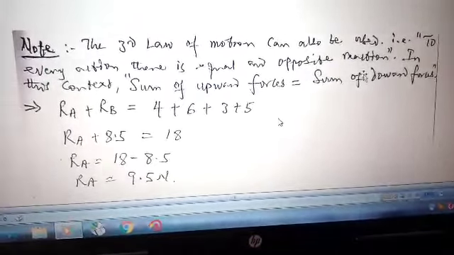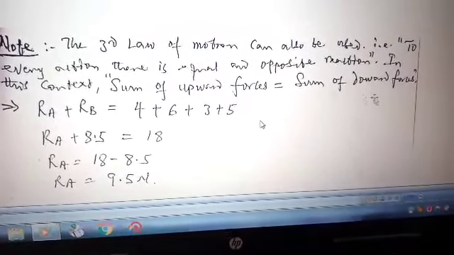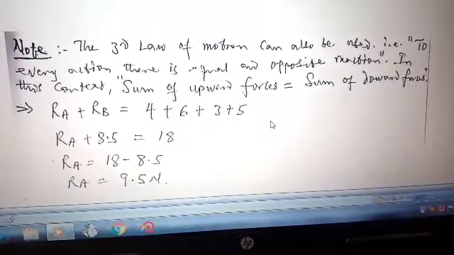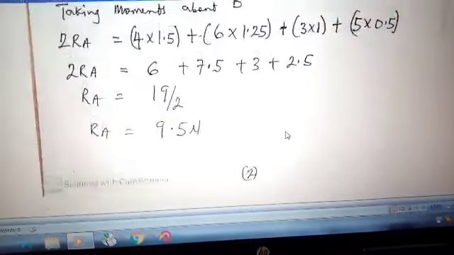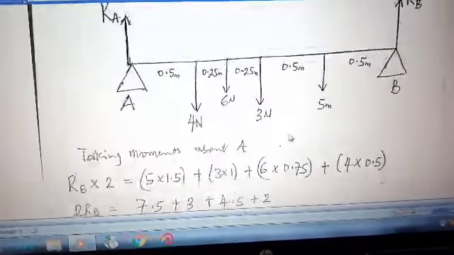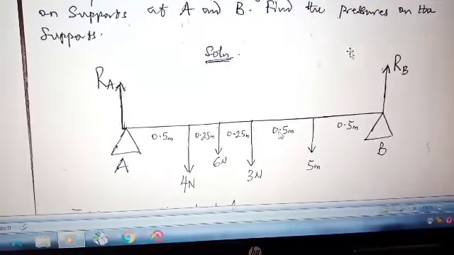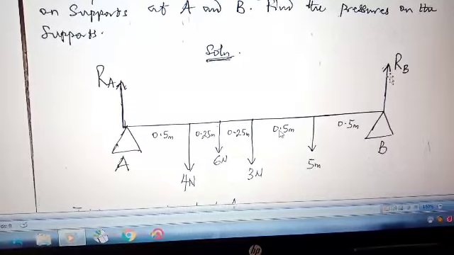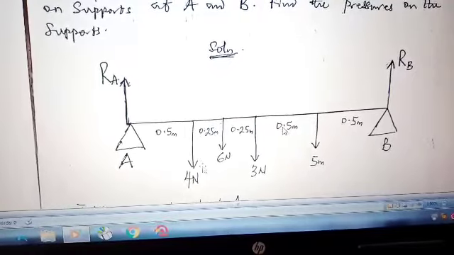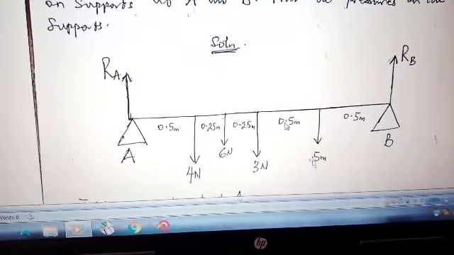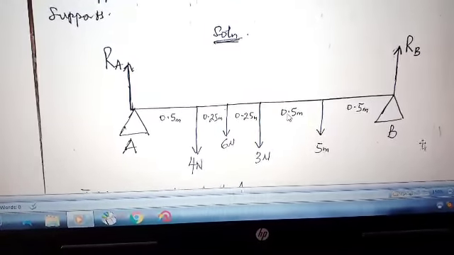In this sense, it's talking about the sum of upward forces in that diagram being equal to the sum of the downward forces. Let's go back to the diagram. You can use that principle also to solve problems like this. Look at this. These are the upward forces: RA plus RB. These are the only two forces acting upward. Then the downward forces are these 4 plus 6 plus 3 plus 5. So the sum of the upward forces must be equal to the sum of the downward forces.